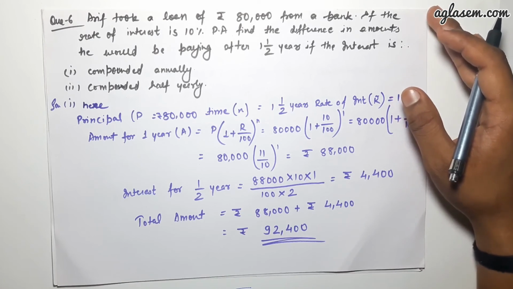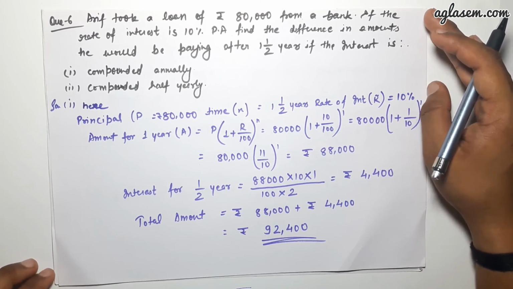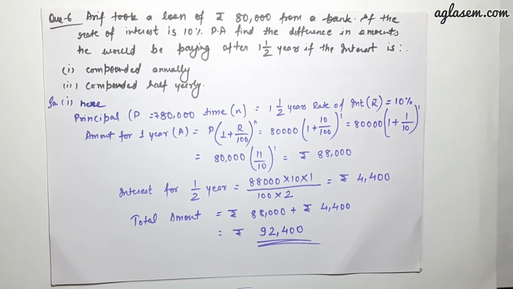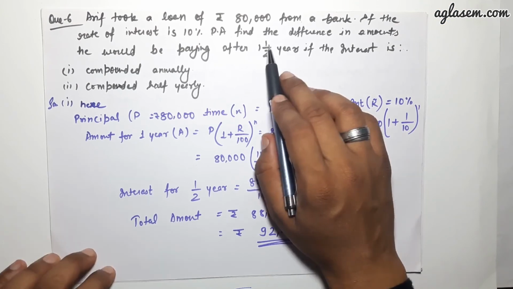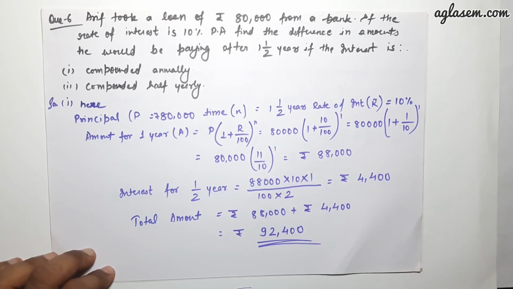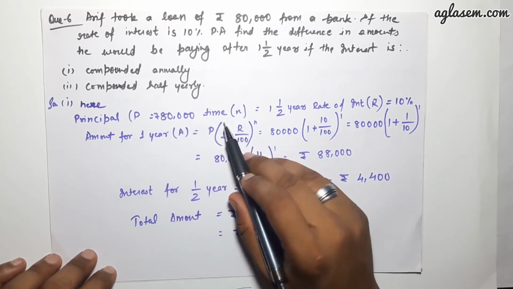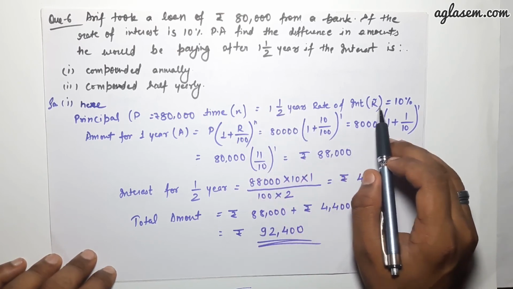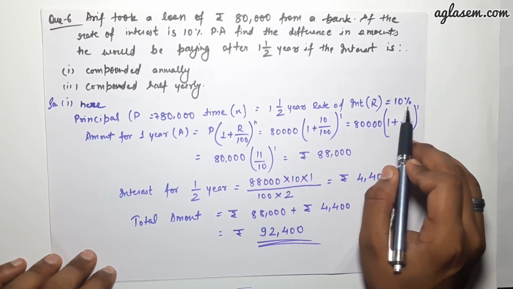Question number 6. Arif took a loan of rupees 80,000 from a bank. If the rate of interest is 10%, find the difference in amounts he would be paying after 1 1/2 years if the interest is compounded annually first and compounded half yearly second. So let's first solve the first part. Here principal P is 80,000. Time N is 1 1/2 years. Rate of interest R is 10%.